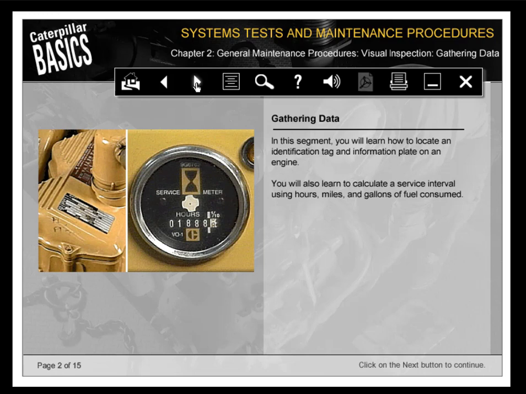In this segment, you will learn how to locate an identification tag and information plate on an engine. You'll also learn to calculate a service interval using hours, miles, and gallons of fuel consumed.